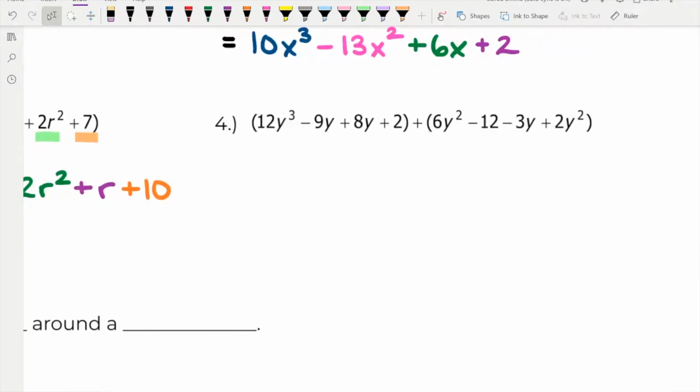Last one, we have a whole bunch of stuff going on. So just take your time, try to pick out the largest degree term. I hope they're written in order. That usually helps out. So I see I have a y to the power of 3.